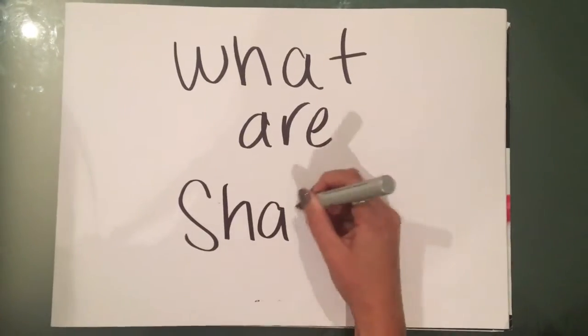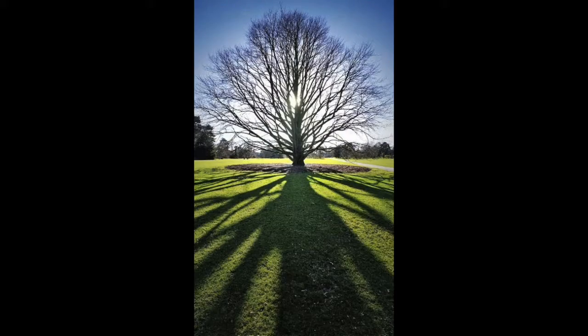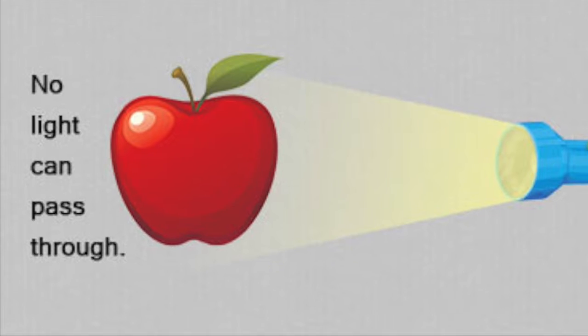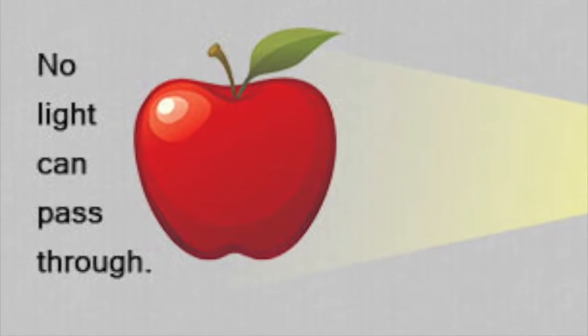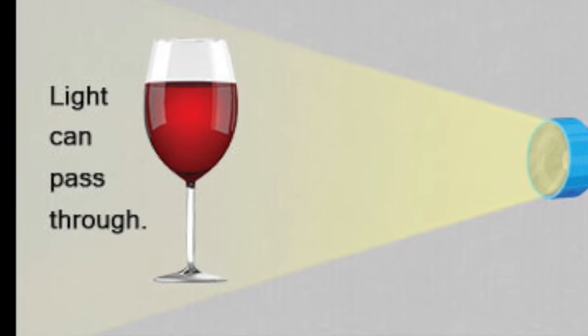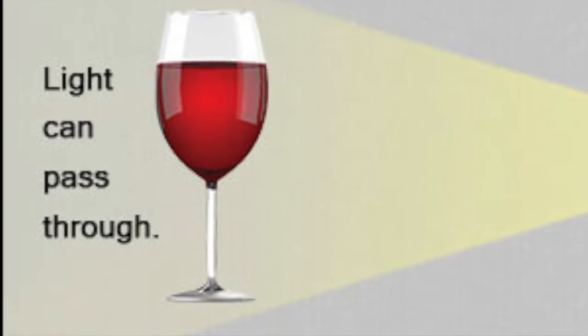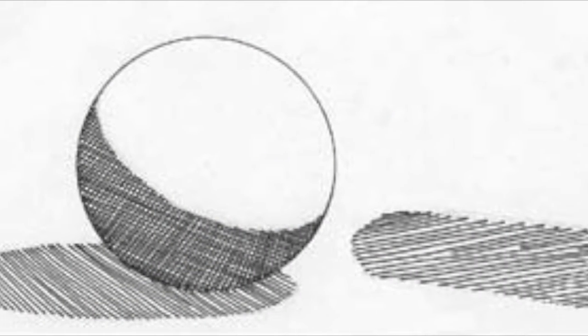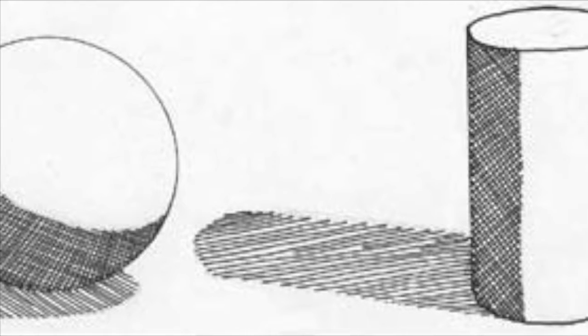What are shadows? Shadows are dark shapes that are created when an opaque object blocks out light. Opaque objects are hard and firm, whereas transparent objects are see-through and do not cause shadows as light can shine through them. Shadows can vary in shape and size.